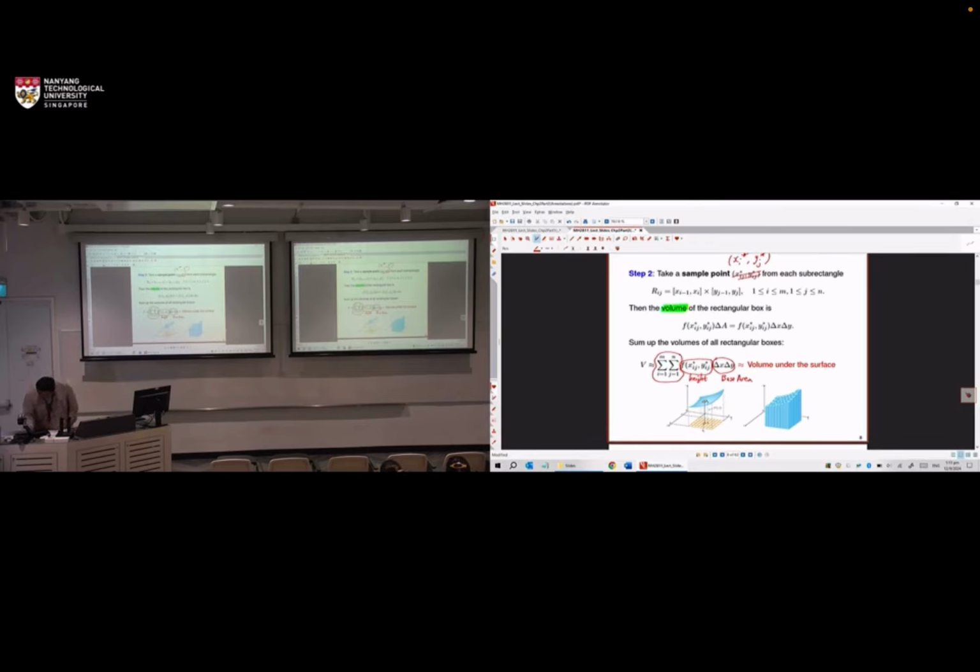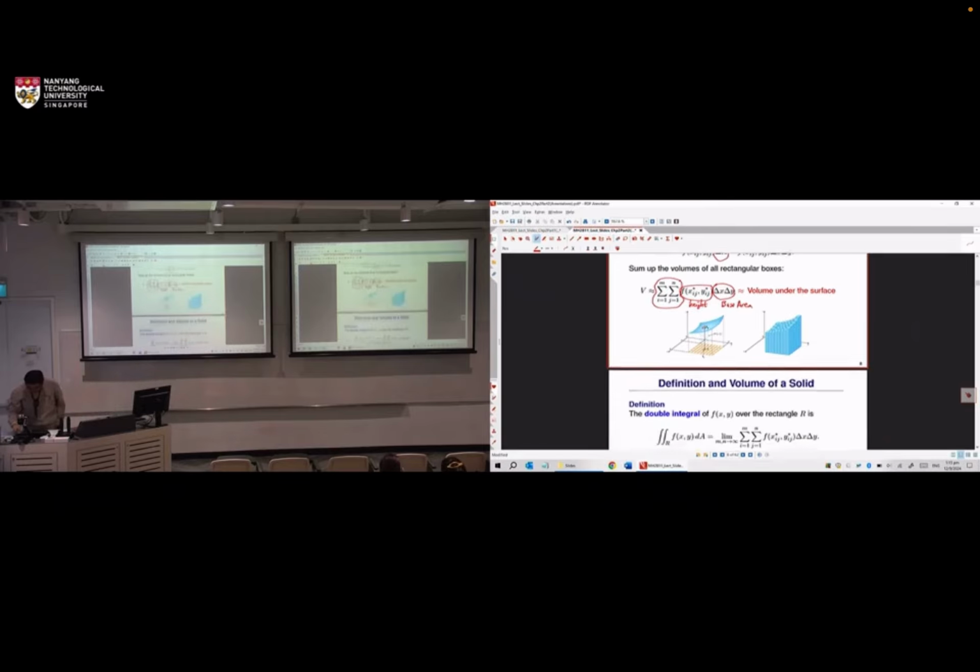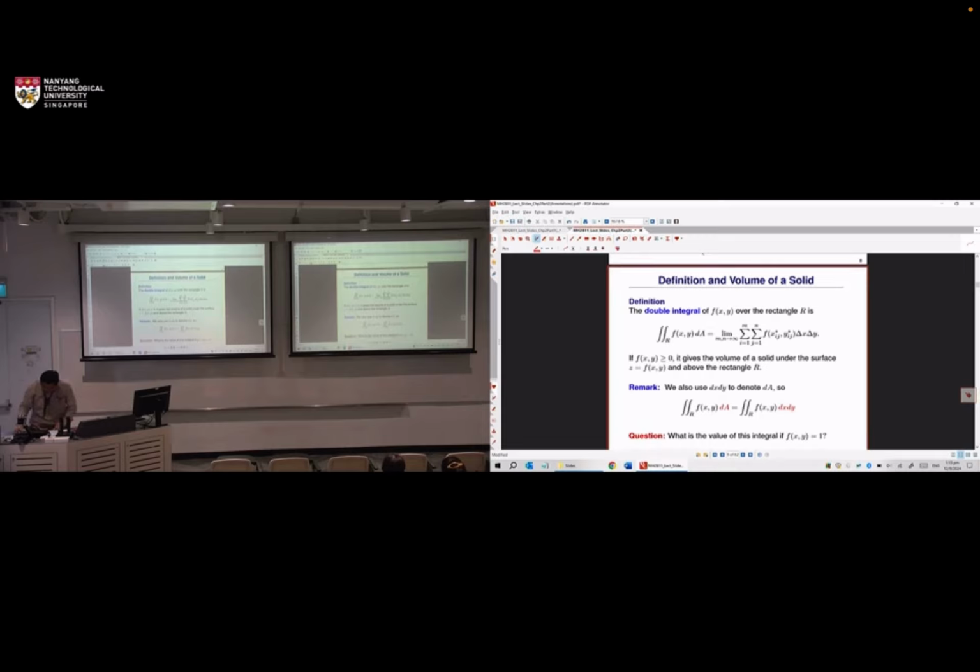Of course, the notation. Instead of delta x delta y, we also write delta A. Basically, it's the base area. And this gives you approximately the volume under the surface. Let's move on.